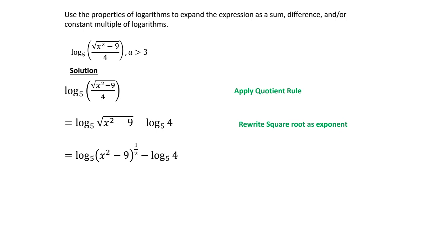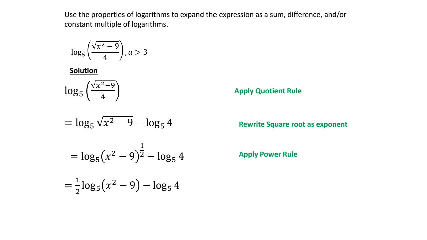And by me having an exponent, what this tells me is now I have a power rule. The power rule says that when I have an exponent, I'm going to multiply that exponent to my log. So since I have an exponent of 1/2, I'm going to multiply it to my log, which is 1/2 log of base 5. And I'm going to have x squared minus 4.